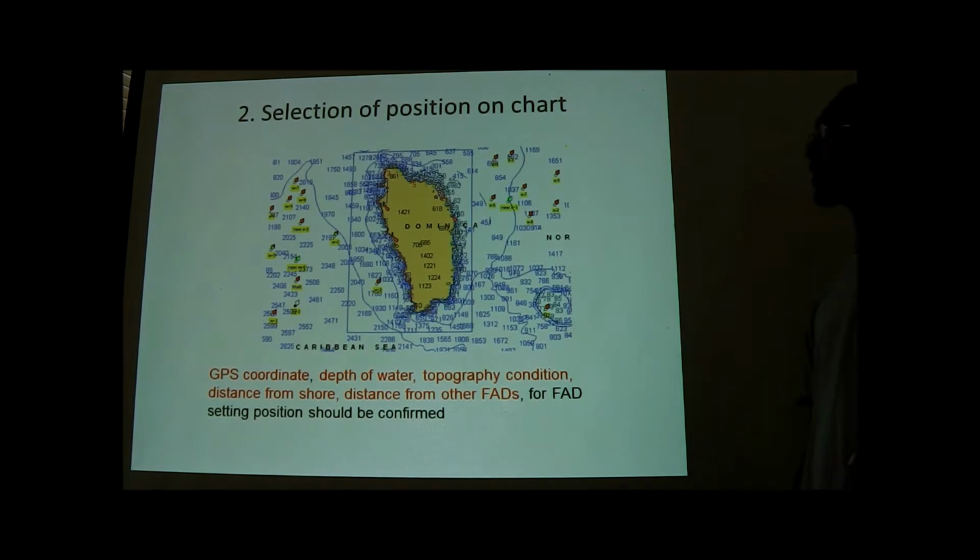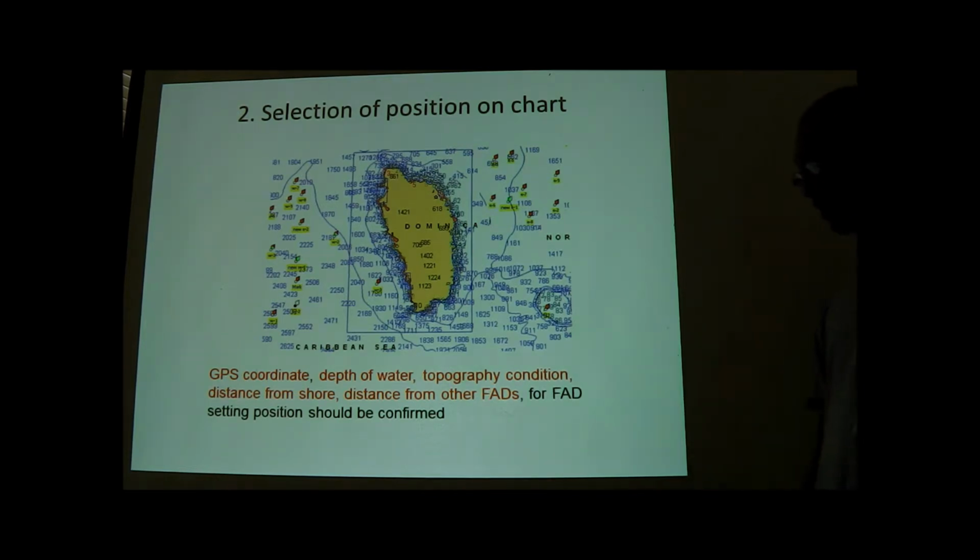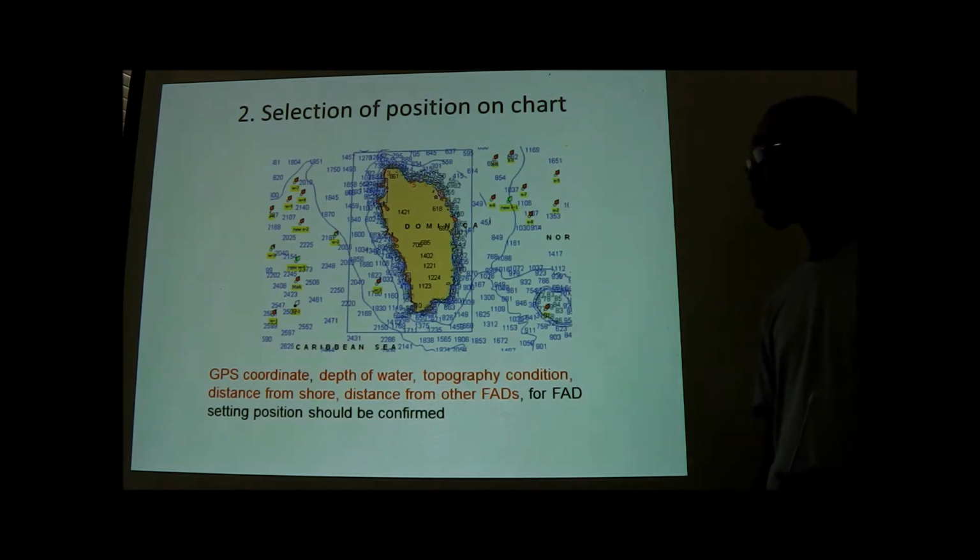Here we can see an example of what the selection process on the chart looks like. This is an example of an electronic chart generated from navigation software. By using this chart or software, we can find the GPS coordinates of the intended area, the depths of water, topographic condition, and also distance from shore and distance from other FADs. The FAD setting position should be confirmed before construction.